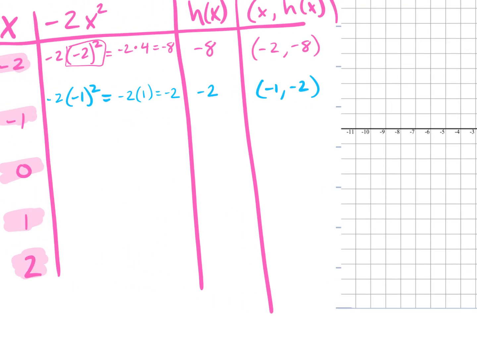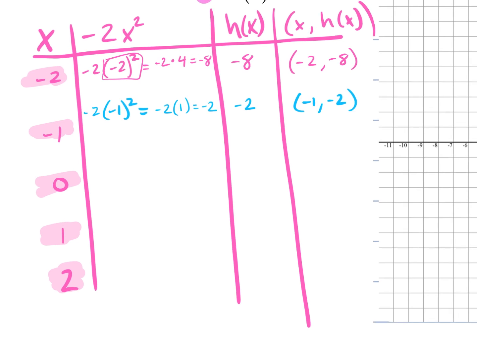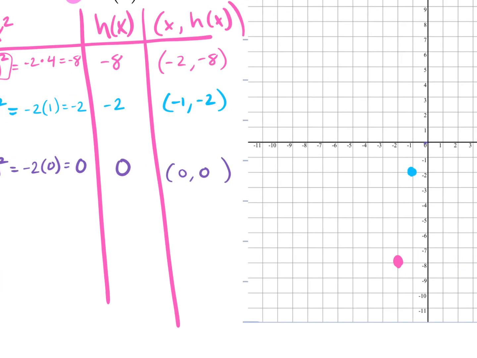Next, let's plug in 0. So we have negative 2 times 0 squared. What's 0 squared? 0. And negative 2 times 0? 0. So we get 0. What would our point here be? 0, 0. So we're going to put a point at 0, 0.